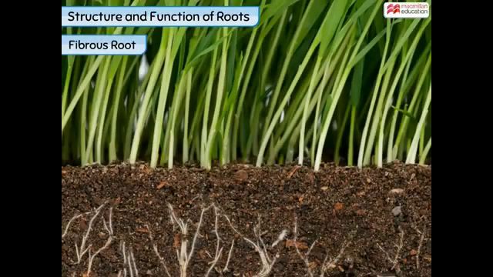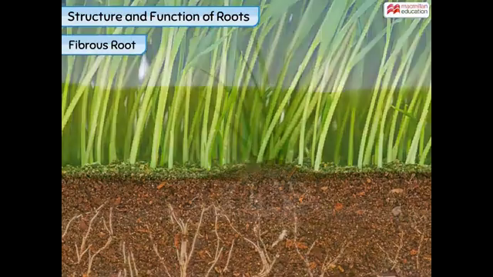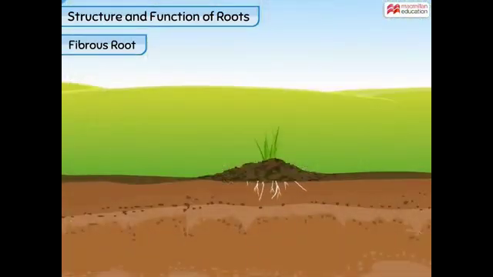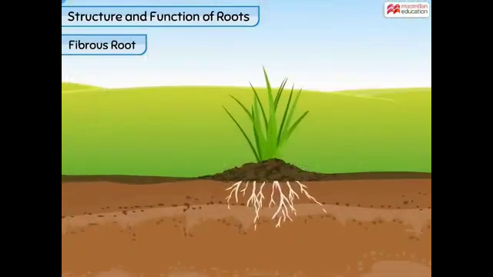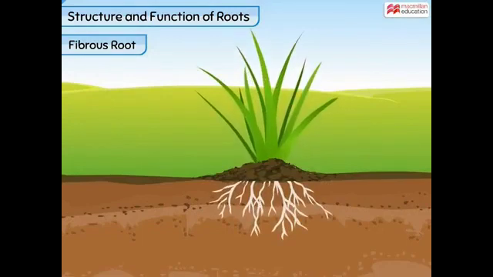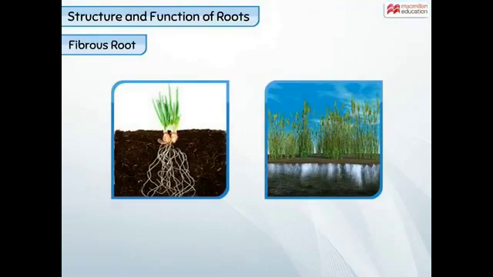The fibrous roots are seen in plants like grass. In this type of root system, numerous roots of the same size grow from the base of the stem. These roots grow sideways in a bunch and do not go very deep into the soil. Some plants that have fibrous roots are onion and wheat.